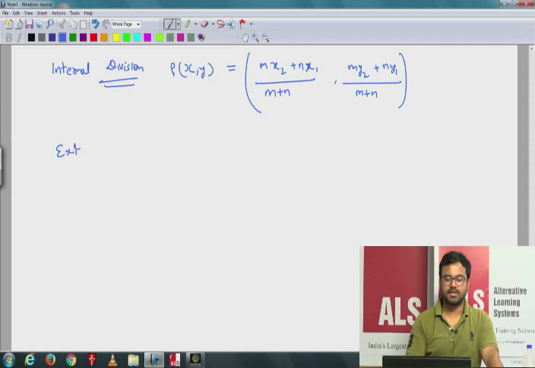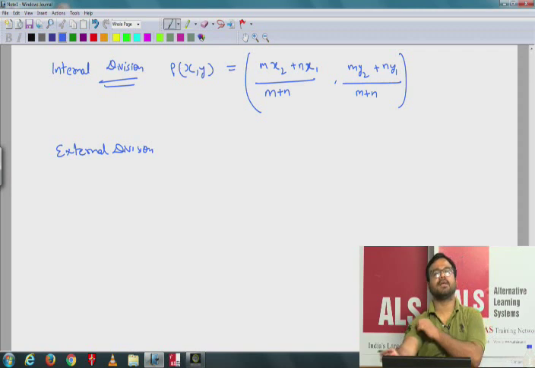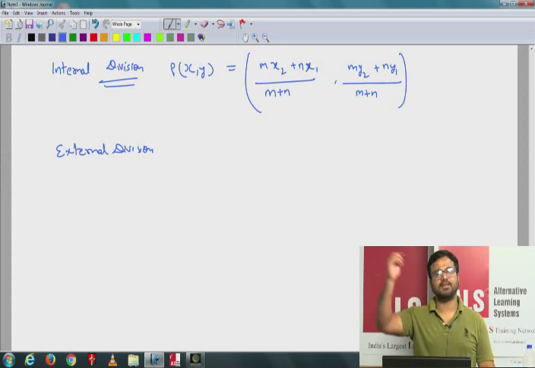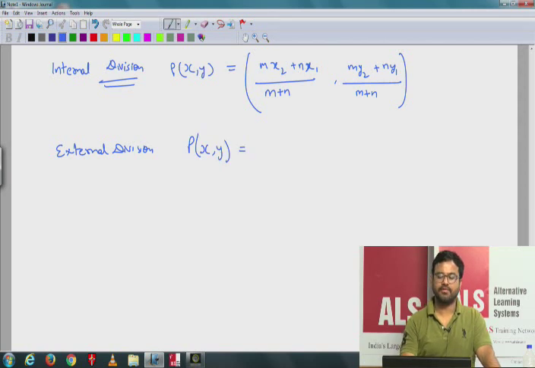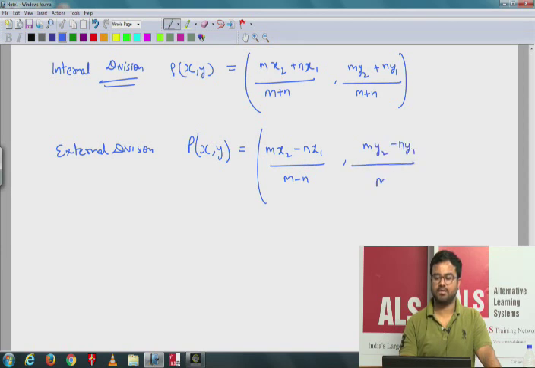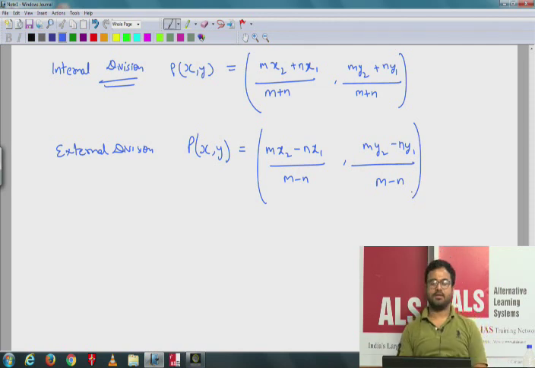If we talk about the external division, just replace the plus sign in this formula with the minus sign, and the derivation is the same. You can make the same diagram by taking P outside, then make the triangles similar and equate the ratio of sides. Wherever there is a plus sign we replace it with a minus sign. So (m x2 minus n x1) over m minus n, and (m y2 minus n y1) over m minus n. This is the formula for the external division.